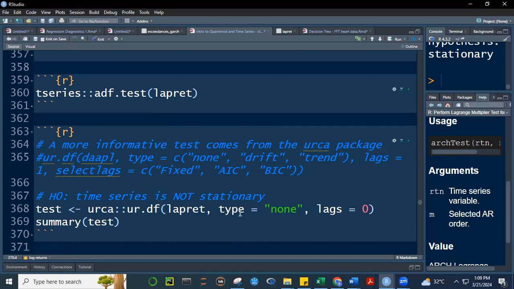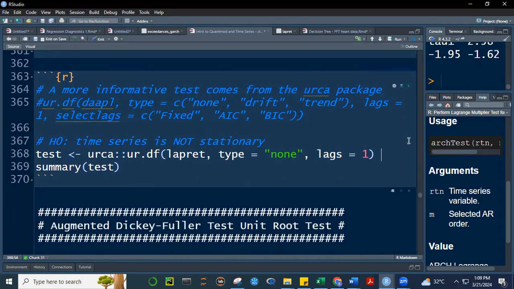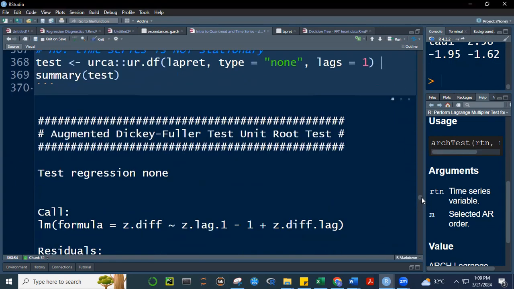So in this case, the default is none. But anyway, I typed here, type is equal to none. All right, then lags should be equal to 1. So kindly type lags is equal to 1. Okay, and then let's run this. And we have the test here.